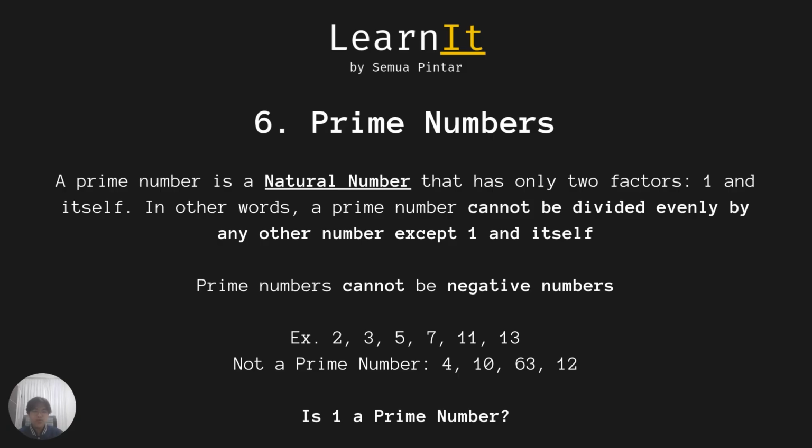But the question is, is 1 a prime number? The answer is no. 1 is not a prime number. Although yes, it is a natural number and it can be divided evenly by 1, the key note lies in only has two factors. The number 1 only has one factor, which is 1. Because for a number to be a prime number requires exactly two factors, 1 is not a prime number because it only has one factor.